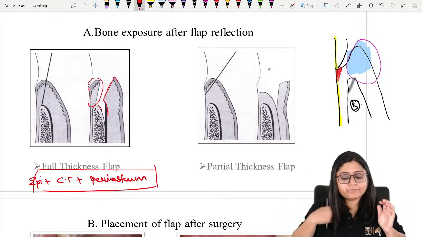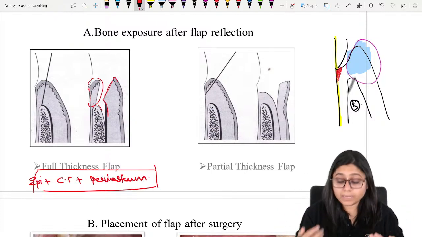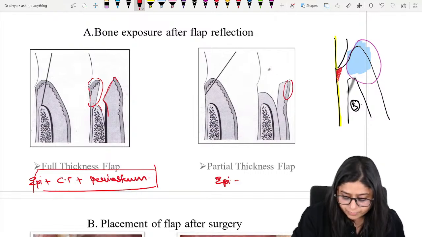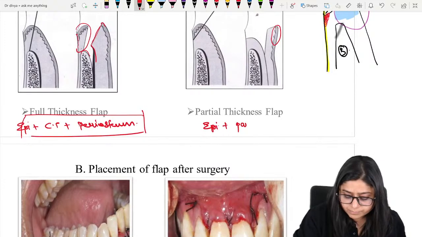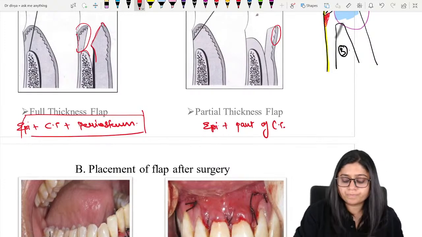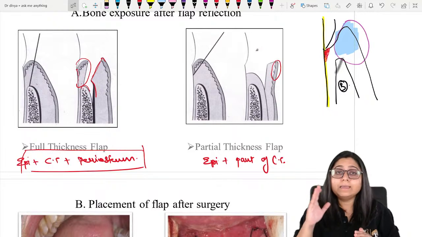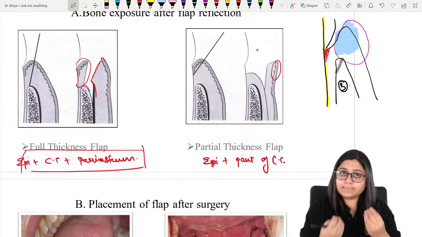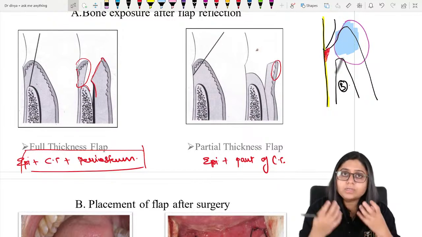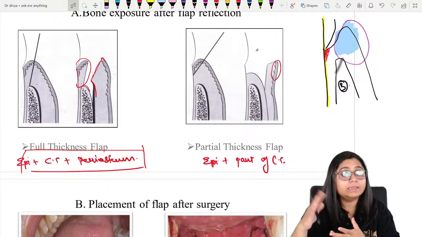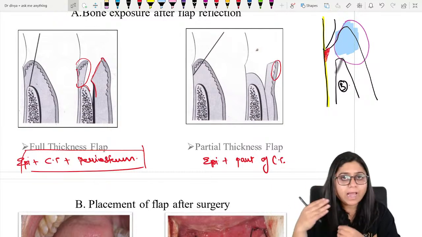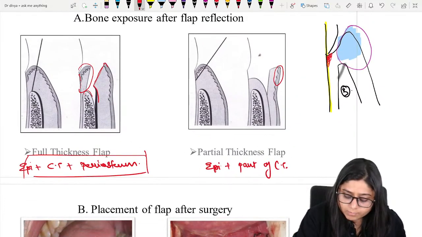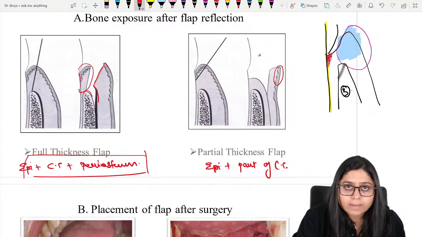In partial thickness flap, what are we raising? We are just raising the epithelium and a part of the connective tissue. Here I am not raising the periosteum. So I will not be able to see the tooth structure and the bone which is lying beneath the flap, beneath the gingiva. I will not be able to visualize it, right? Whatever structure is lying below this gingiva, I am not able to see.